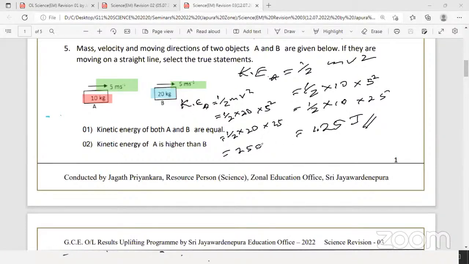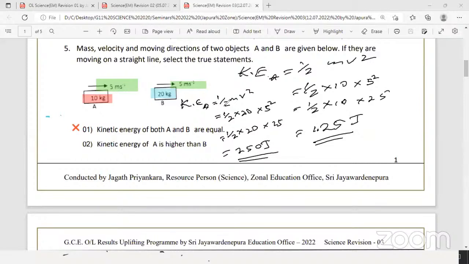Now you can see the kinetic energy is not the same. It's not necessary to calculate the value; by looking at the mass you can tell that if the mass is different and the velocity is the same, the kinetic energy is different. So the first statement is wrong. Without just telling you it is wrong, I showed you the kinetic energy of each object.